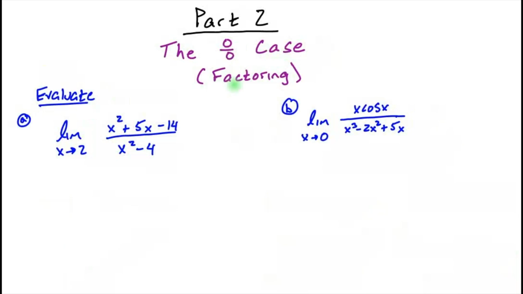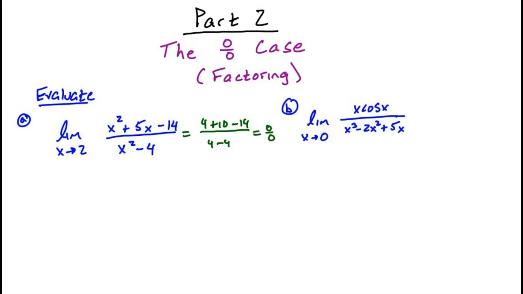Now we know by now when we're evaluating a limit as x approaches a specific value, the first thing we should do is try to plug in that value. All right, so in this first example, I'm definitely trying to plug in 2, but we're going to find out that if we substitute 2 in, we're going to get 2 squared, that's 4, plus 10 minus 14, over 2 squared, again, that's 4 minus 4.